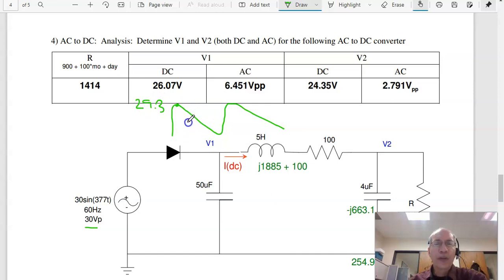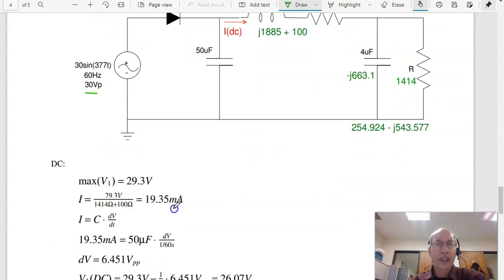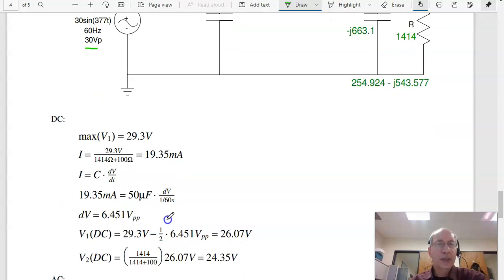To find the drop, find the current. The current here is 29.3 over 100 plus R, roughly, worst case, 19.35 milliamps. From I equals C dV/dt, I know this current is 19.35 milliamps, worst case. I know C, I know dt is 1/60th of a second, solve for dV, and dV is 6.45 volts. So this is what V1's doing.